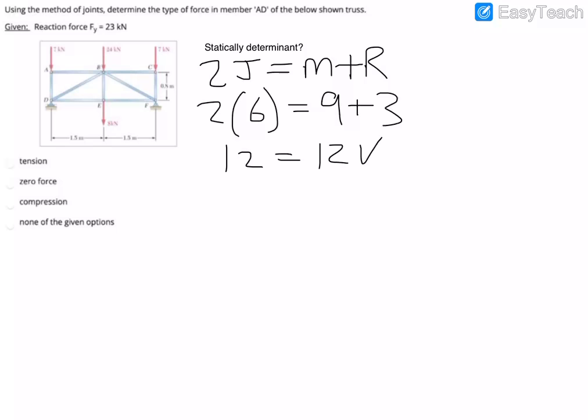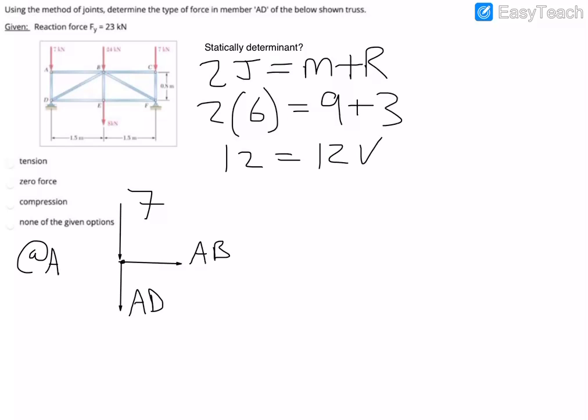Now we can go ahead and apply the method of joints, and we'll start at joint A. So at joint A, if we draw a free body diagram, we know that we have an external force of 7 kilonewtons acting downwards. And then we have some force going to the right, which would be AB. And then we'd have some sort of force going downwards of AD.